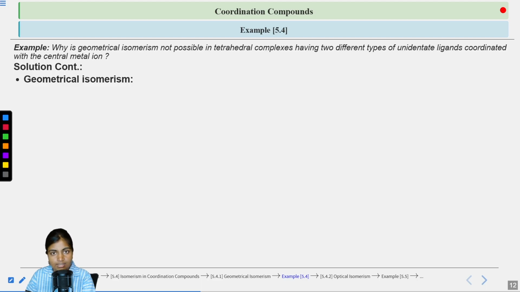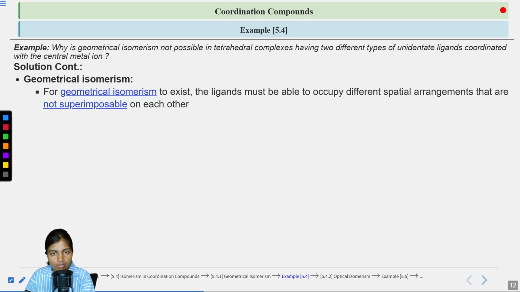Now let's understand geometrical isomerism, because we are asking about why geometrical isomerism is not possible in tetrahedral complexes. For geometrical isomerism to exist, the ligands in a complex must be able to occupy different spatial arrangements. That means we should be able to change the spatial arrangement of the ligands around the central metal, and the resulting structures must not be superimposable on each other.